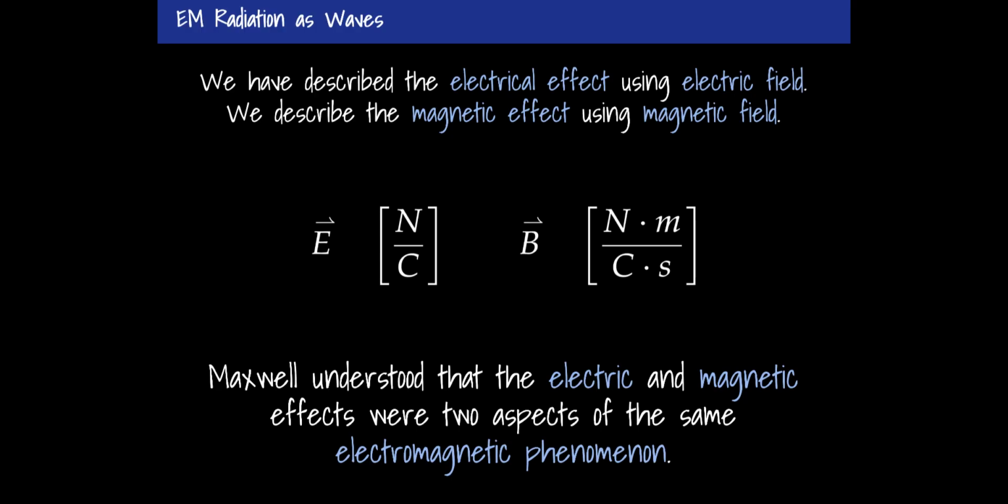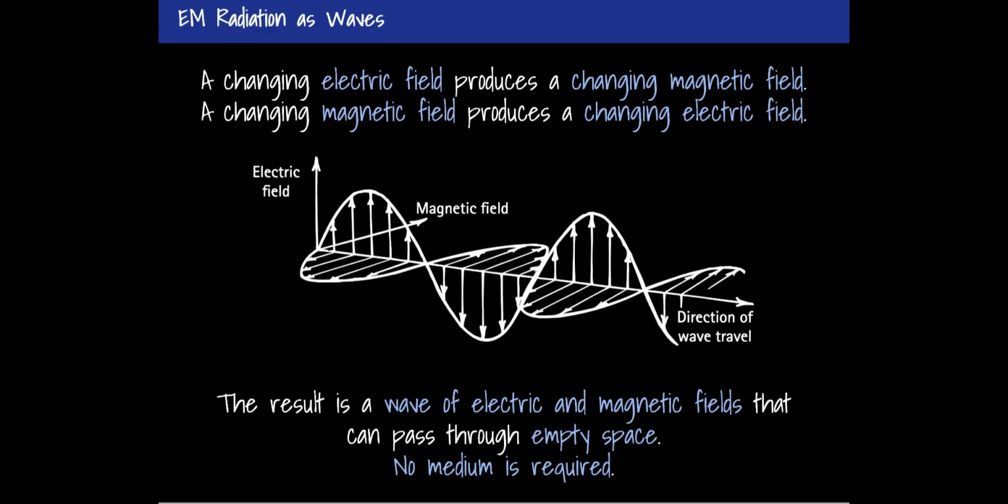But then it became apparent through experimentation around Maxwell's time that the truth was that if there was a region in time and space where the electric effect was changing, that the changing electric effect would create a changing magnetic effect. That is, a changing electric field creates a changing magnetic field. Similarly, a changing magnetic field produces a changing electric field. And so I can imagine an electromagnetic wave.